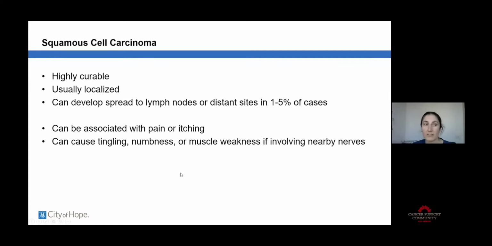But squamous cell, like basal cell, is generally very highly curable, usually localized, although squamous cell does have a little bit higher risk to spread to either lymph nodes or distant sites in about 1 to 5% of cases. Squamous cell can also be associated sometimes with pain or itching, and sometimes there can be symptoms like tingling or numbness in an area if it's starting to invade into or cause problems for local nerves. Similarly, if it goes deeper in, it can also cause weakness if it affects nerves that control motor function.